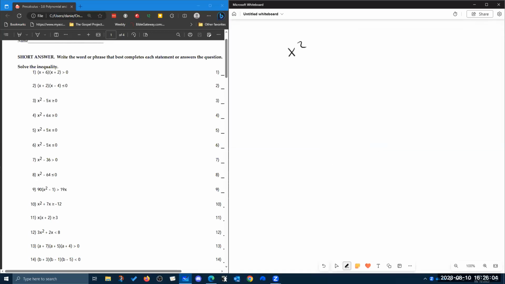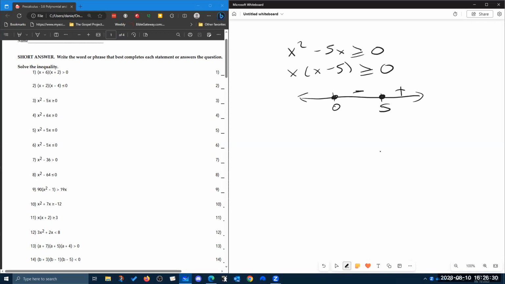Now let's try x squared minus 5x greater than or equal to 0. This one's not factored yet, so we're going to factor it completely. We have zeros at 0 and 5 that are included. When we have a number greater than 5, it's going to be positive. This is going to be negative, and this is going to be positive. We want the positive portions since we're dealing with a greater than inequality. And our answer is -∞ to 0 included, union 5 to infinity.